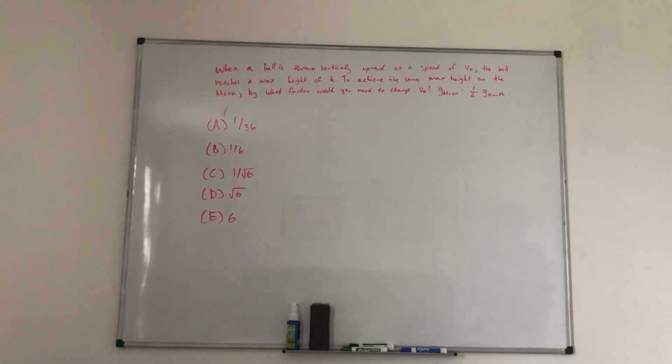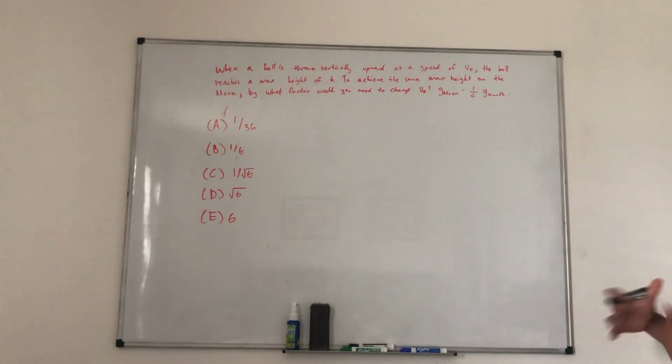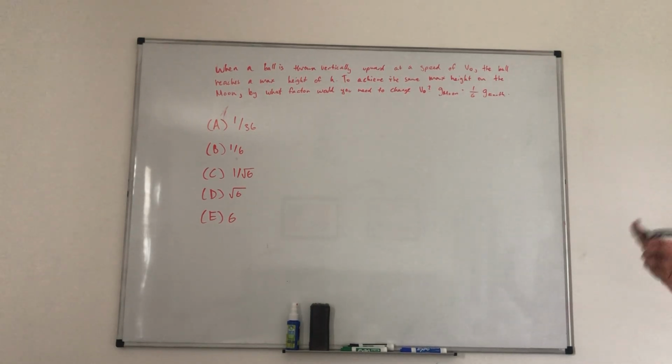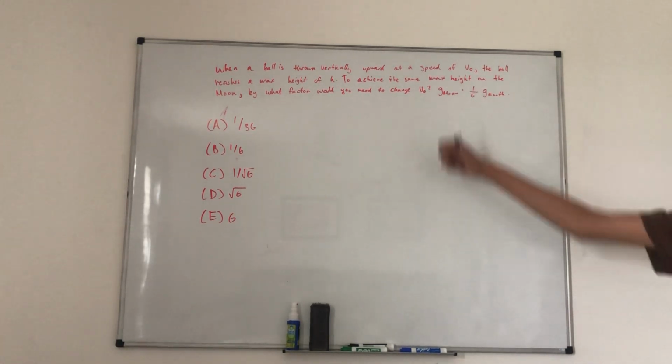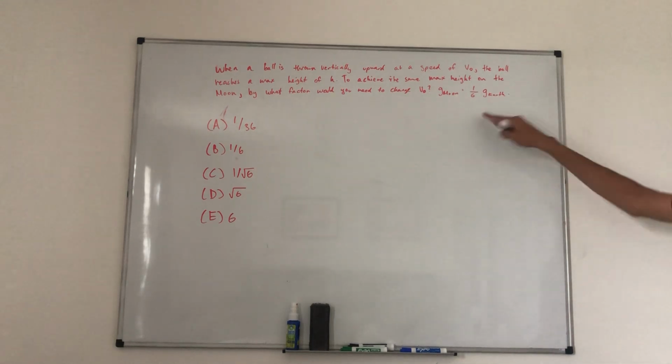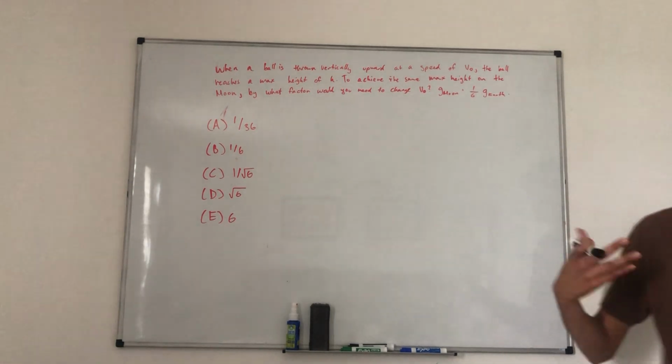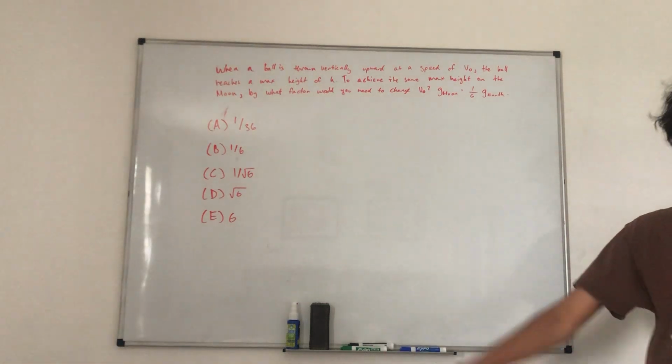Alright, so when a ball is thrown vertically upward at a speed of v naught, the ball reaches a max height of h. To achieve the same max height on the moon, by what factor would you need to change your v naught, your initial velocity upwards? And it says that the gravitational field strength on the moon is 1/6 times the gravitational field strength here. So gravity is basically 1/6 as strong on the moon.